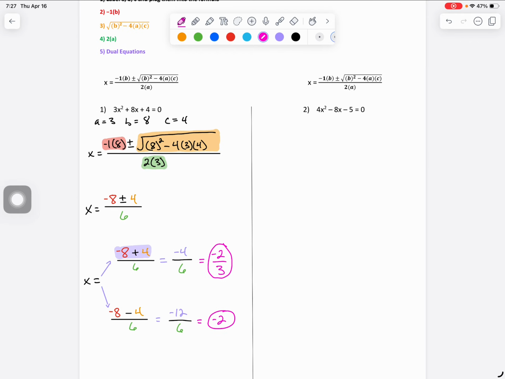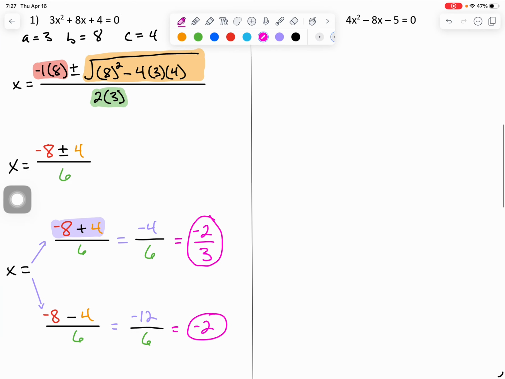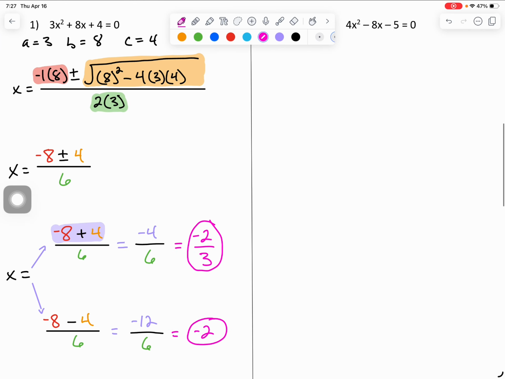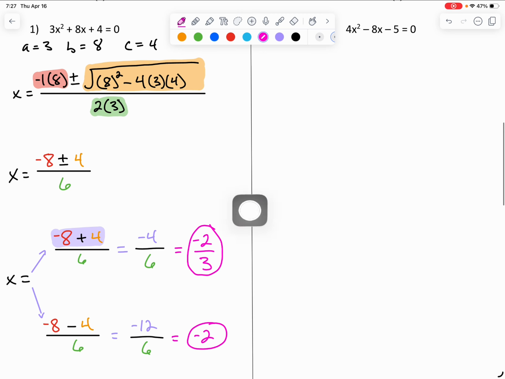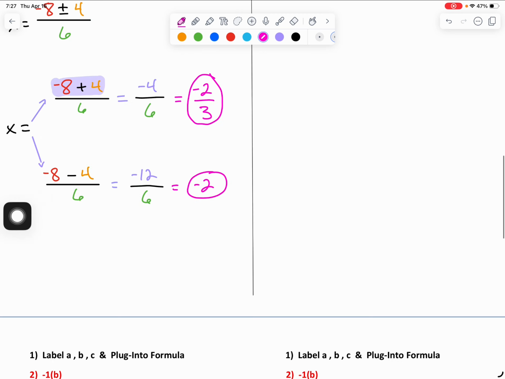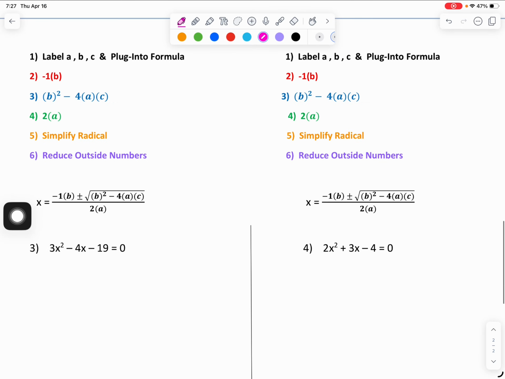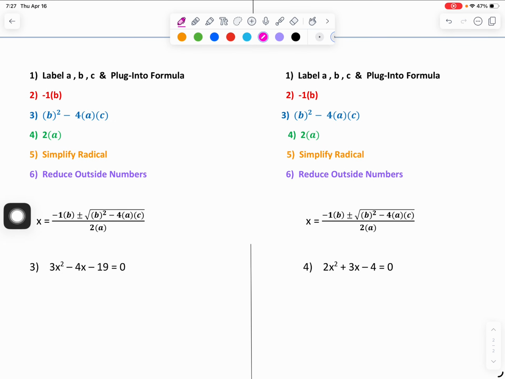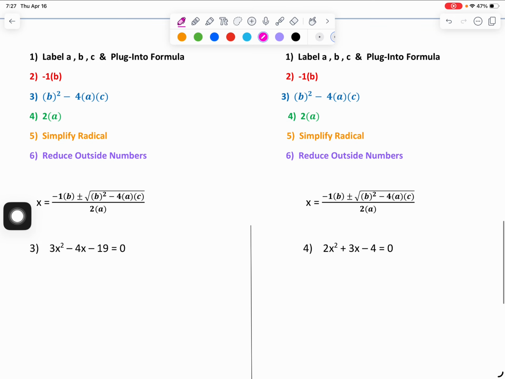So I want you guys that are working with the perfect square discriminant to utilize this the entire way through for all 4. It will look like your number 3. For the rest of us, we are going to simplify the radical. All right, so I want you to use number 3 to assist you with number 4.